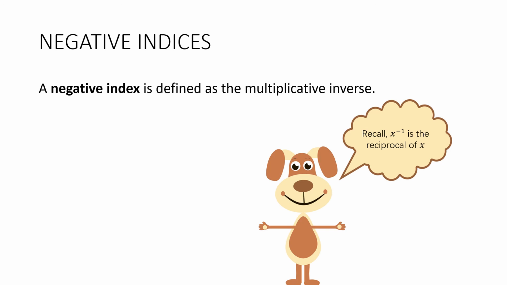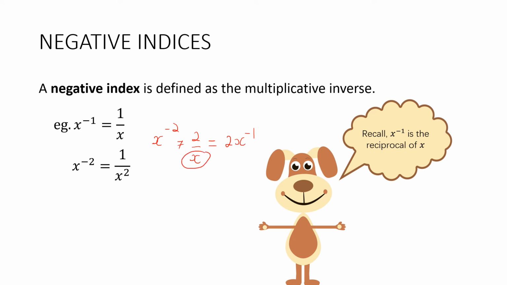Our negative index is defined as the multiplicative inverse. Remember, we were talking about x to the negative 1 being the reciprocal of x, in other words, 1 over x. So what do you think x to the negative 2 is? It's actually 1 over x squared. Now, a lot of people make this mistake, that x to the negative 2 is equal to 2 over x, but it's not. 2 over x would actually be equal to 2x to the negative 1. So it's just this part here that has the power of negative 1, not the 2.